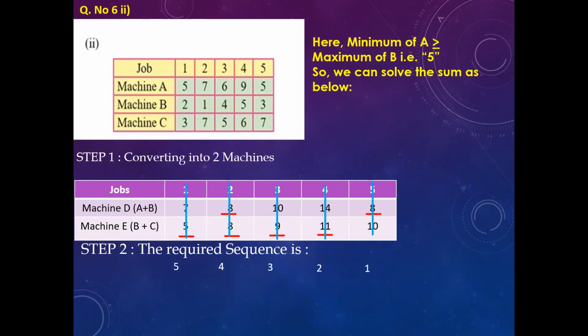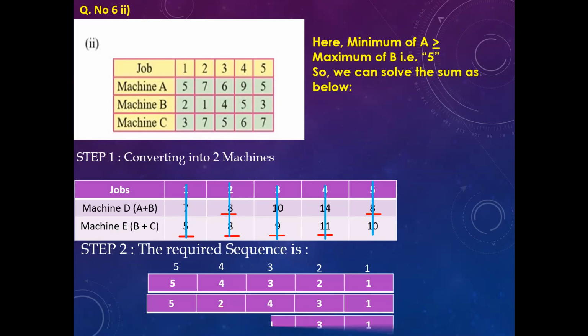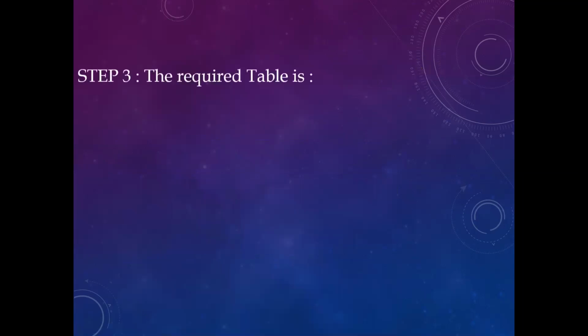So the first sequence which I got is 5, 4, 3, 2, 1. The second option I told you all is 5, 2, 4, 3, 1. The next option you have is 2, 5, 4, 3, 1. So you can pick any one of them and you can check for the remaining 2 possibilities. You will get the same answer.